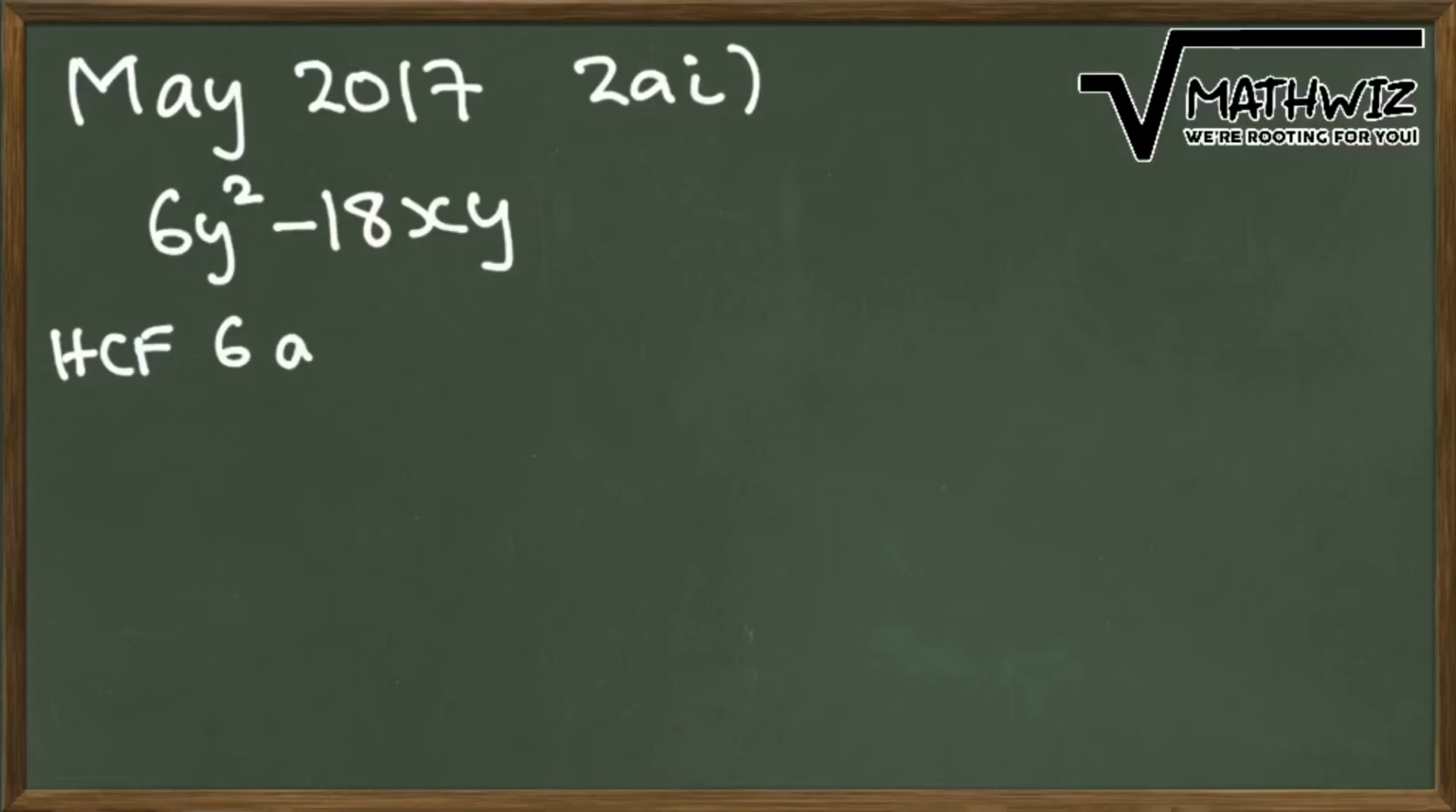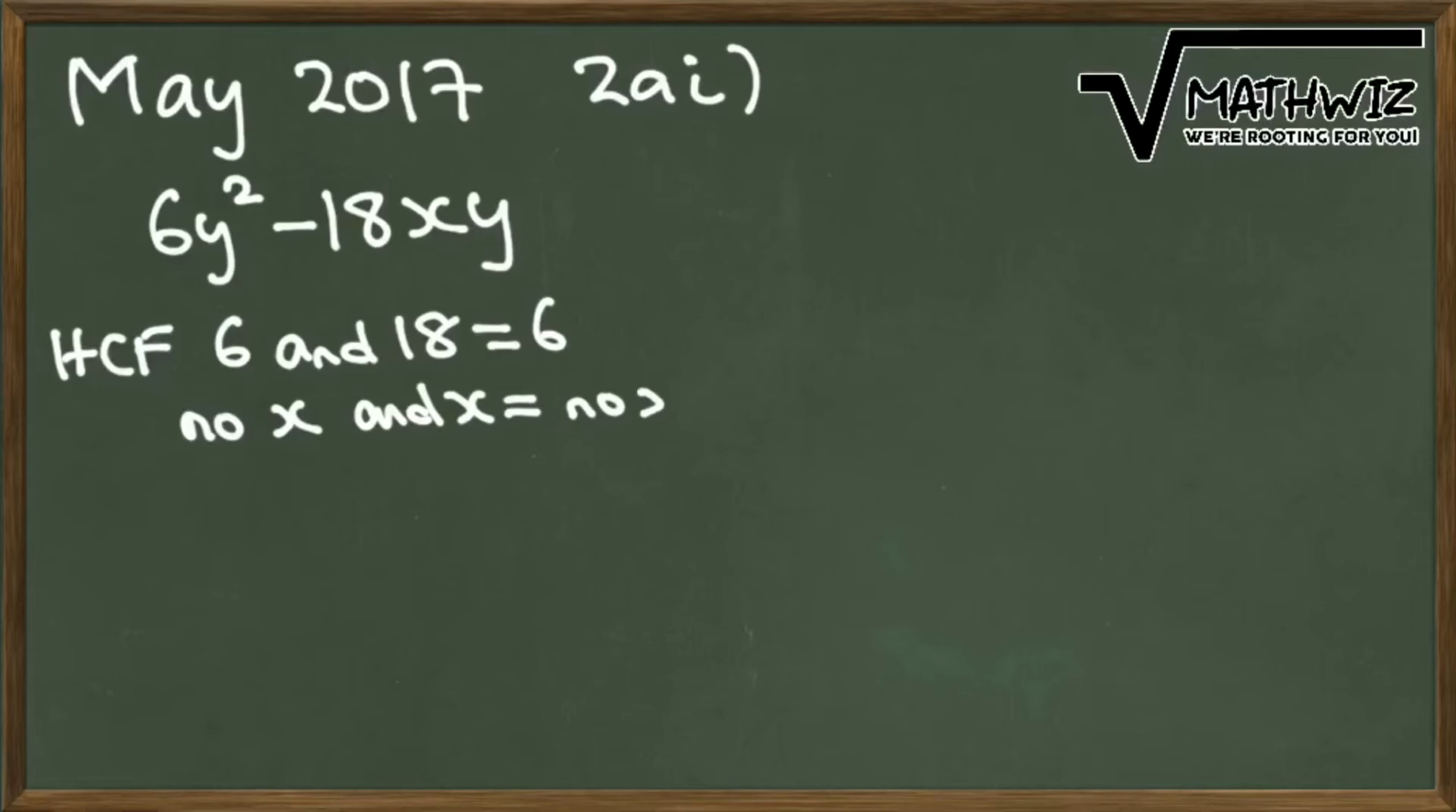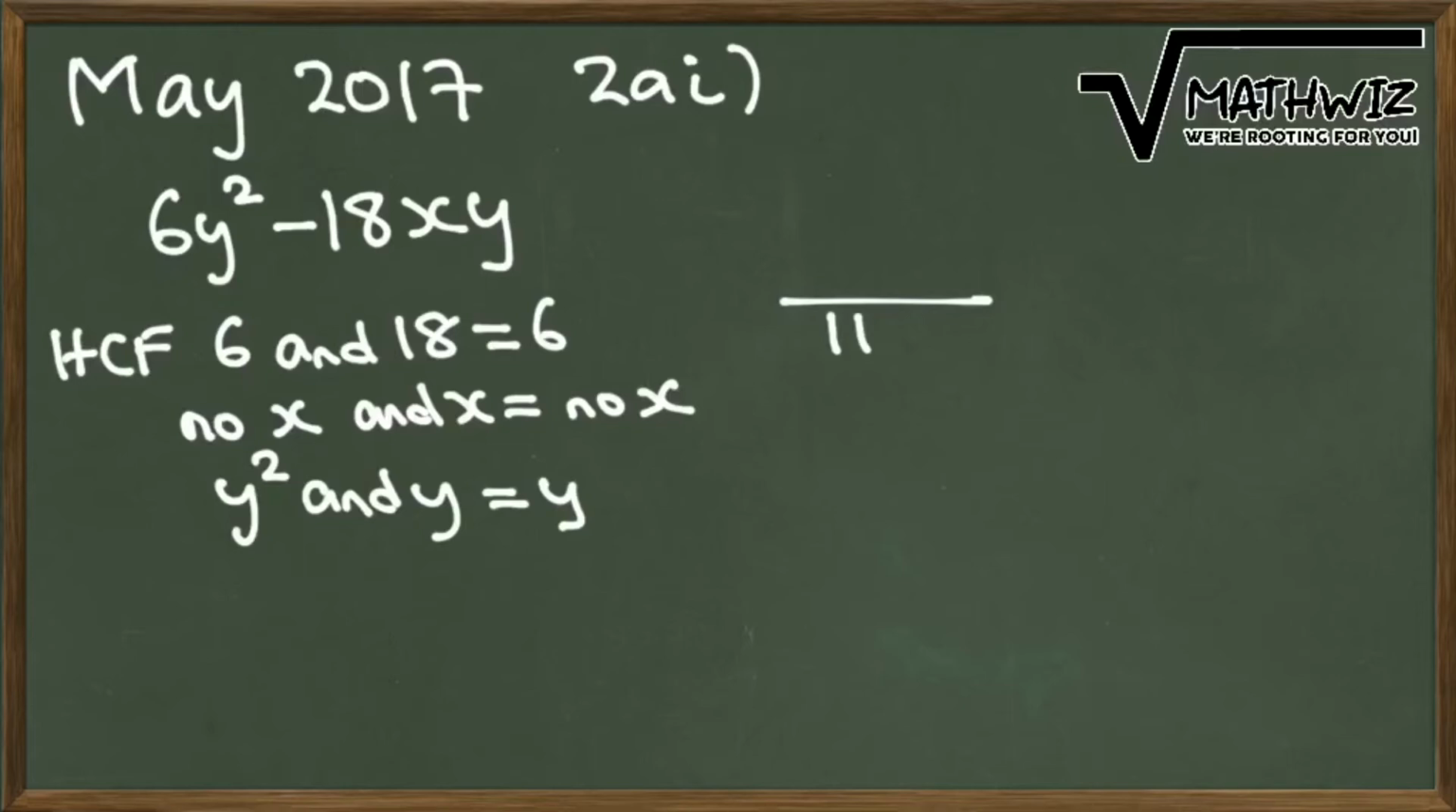So the highest common factor of 6 and 18 is 6. Of the x's, since x is not common to both, we won't be putting any x's on the outside. And then y squared and y, the highest common factor is y. So on the outside, we are just going to put 6, oops, sorry, 6y.